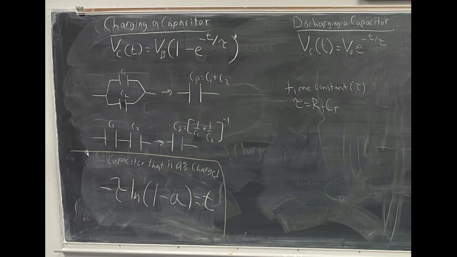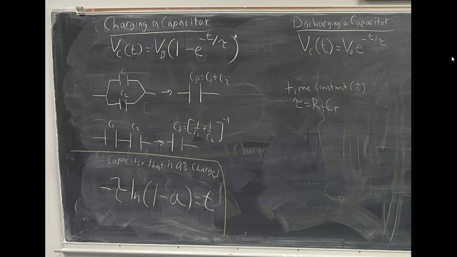As far as determining what percentage a capacitor has been charged, that would be negative tau times the natural log function of 1 minus a. And that will equal the amount of time that has passed. If we were asked to see how long it would take to charge our capacitor to 50%, we would just put in 0.5 for a.